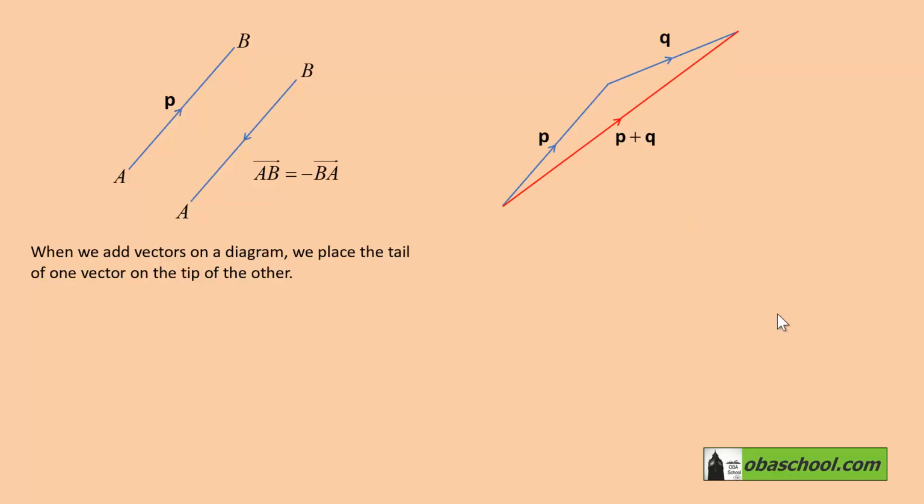If we wanted to do p take away q, then we would start with p. Now we can see that q goes in this direction, so negative q would go in the opposite direction. And we're putting the tip of p onto the tail of negative q. And then the third side is p minus q. Note the direction of the arrow. If we do p and then negative q following the arrows, the third side goes between the same 2 points. And that was the case up here as well. Follow the arrows, the third side goes between the same 2 points.